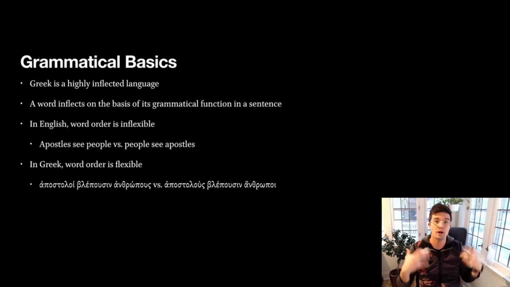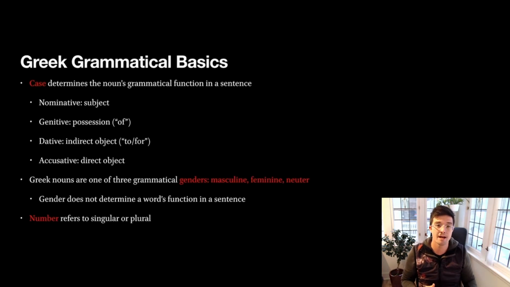Whereas in English, we are highly dependent on word order to make grammatical sense of a clause in a sentence, Greek word order is highly flexible because words look different depending on their grammatical function in a sentence. So Greek words are going to change based on their case, their gender, and their number. Over here, we see that the different cases have different grammatical functions in a sentence.